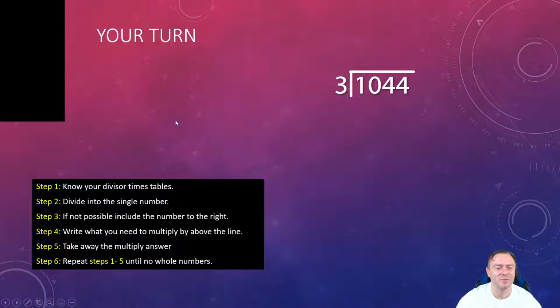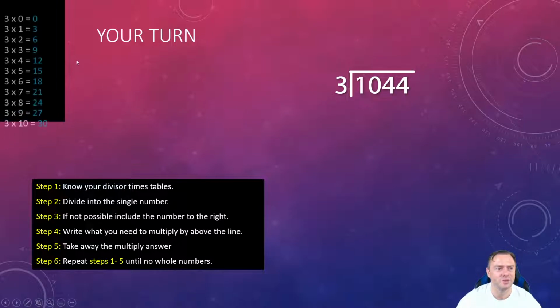So the first process, know your divisor times table. We're dividing by 3. Here's our divisor times table: 0, 3, 6, 9, 12, 15, 18, 21, 24, 27, and 30. The first step is how many 3's go into 1? Not possible, so we extend that number out. We just go to the right. Instead of having to draw it all the way down, because we're starting at the beginning, you just go to the right. How many 3's go into 10?